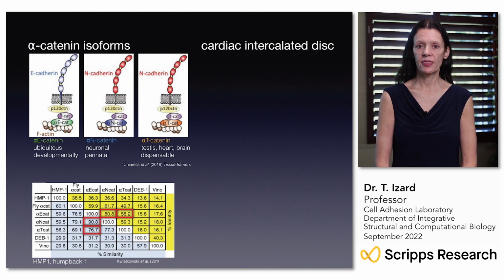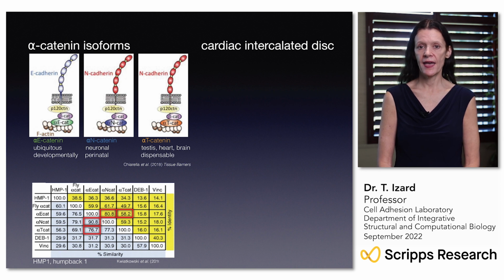As you know, there are 3 distinct alpha-catenin isoforms: alpha-E-catenin, alpha-N-catenin, and alpha-T-catenin, with different expression patterns. E for epithelial catenin is found everywhere, and N for neuronal alpha-catenin is found in neurons. And T for testis alpha-catenin is expressed in testes as well as in the brain and the heart.